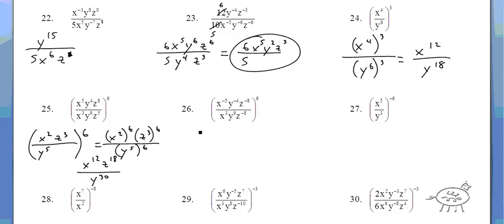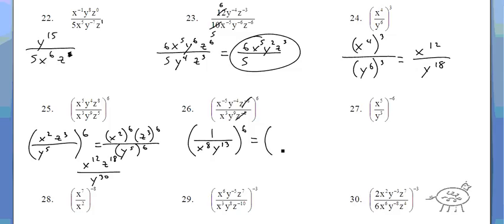26, again, looks a little nasty, but we're just going to simplify inside. So it's going to be x to the 8th on the bottom, and y to the 13th on the bottom, and the z's cancel. That's pretty nice. So I need a number of 1 on top, and that's the 6th.